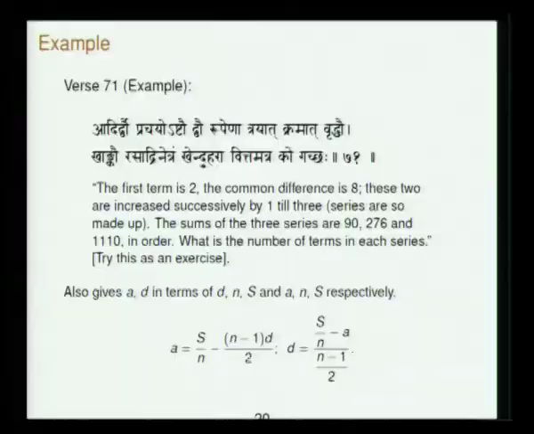And then he gives various examples. The first term is 2, the common difference is 8, and these two are increased successively by 1 till 3 series are so made up. The sums of the 3 series are 90, 276 and 1110 in order. What is the number of terms in each series? So, you have to do this. I think you have to copy this and try these exercises.